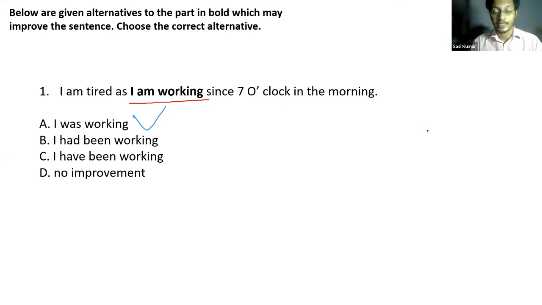Now listen to this. What is hinting to you in this sentence that it has to be present perfect continuous? Can anyone identify that there is something in this sentence that is giving you a clue? I repeat, there is something in this sentence that is hinting that it has to be present perfect continuous: since 7 o'clock. Right?